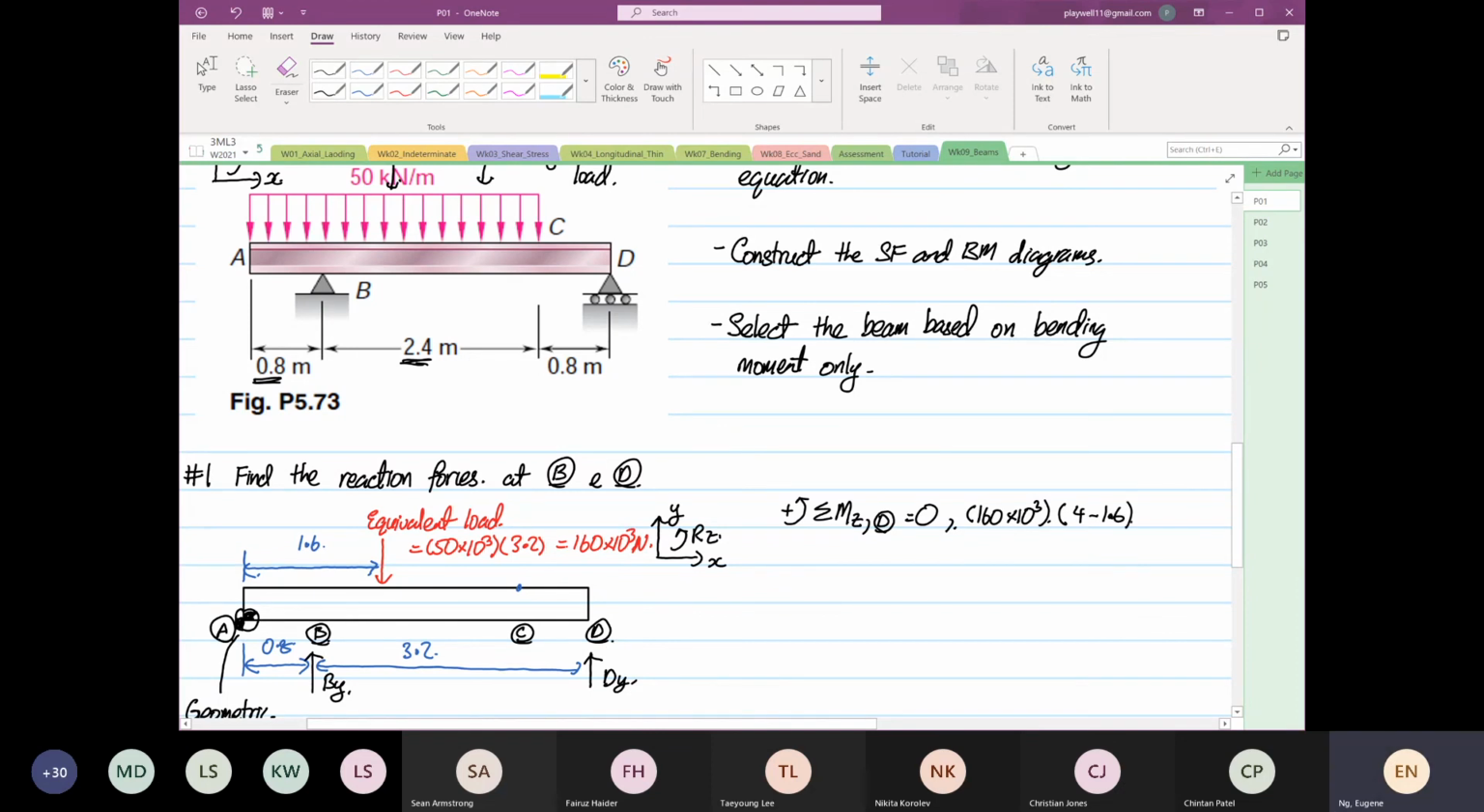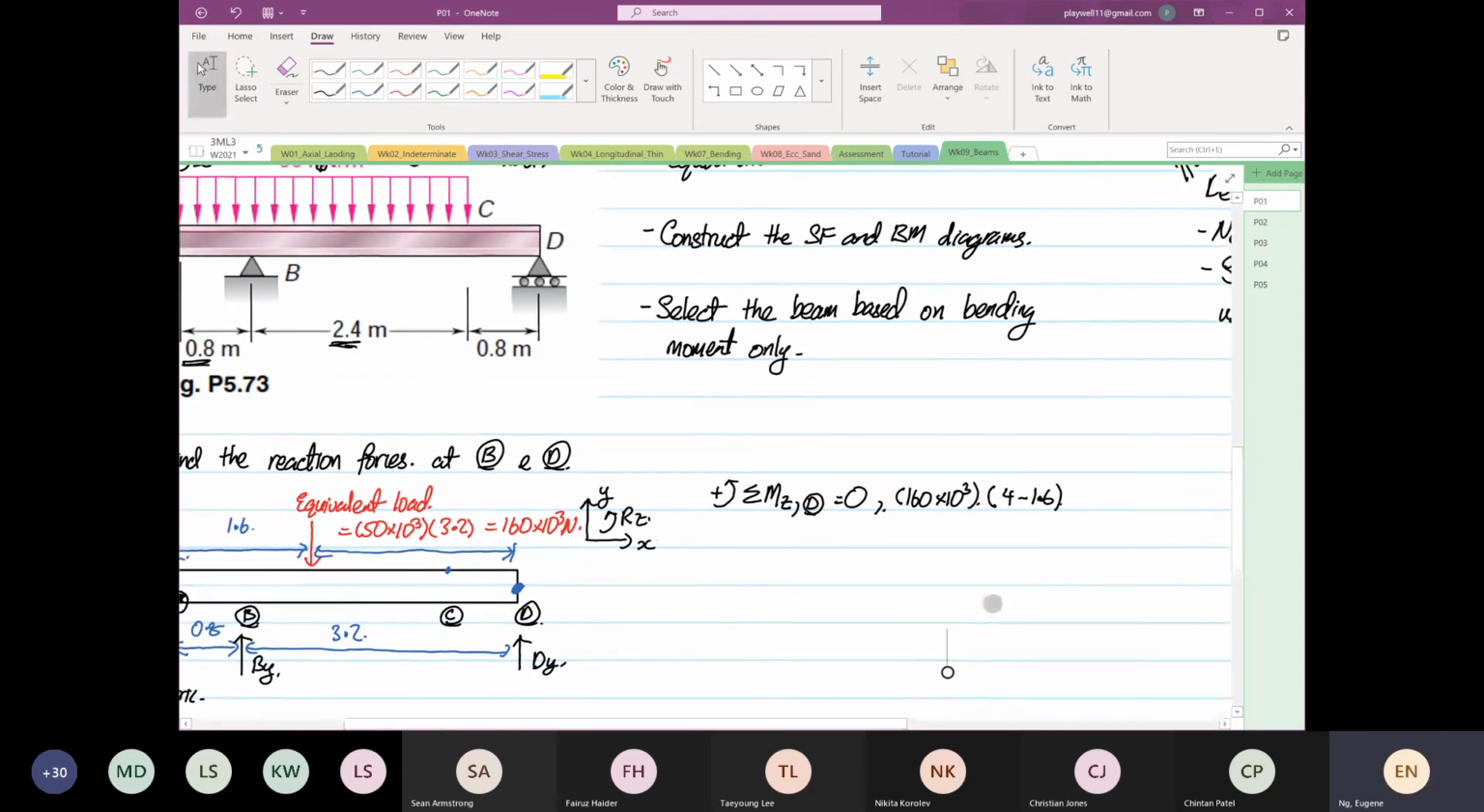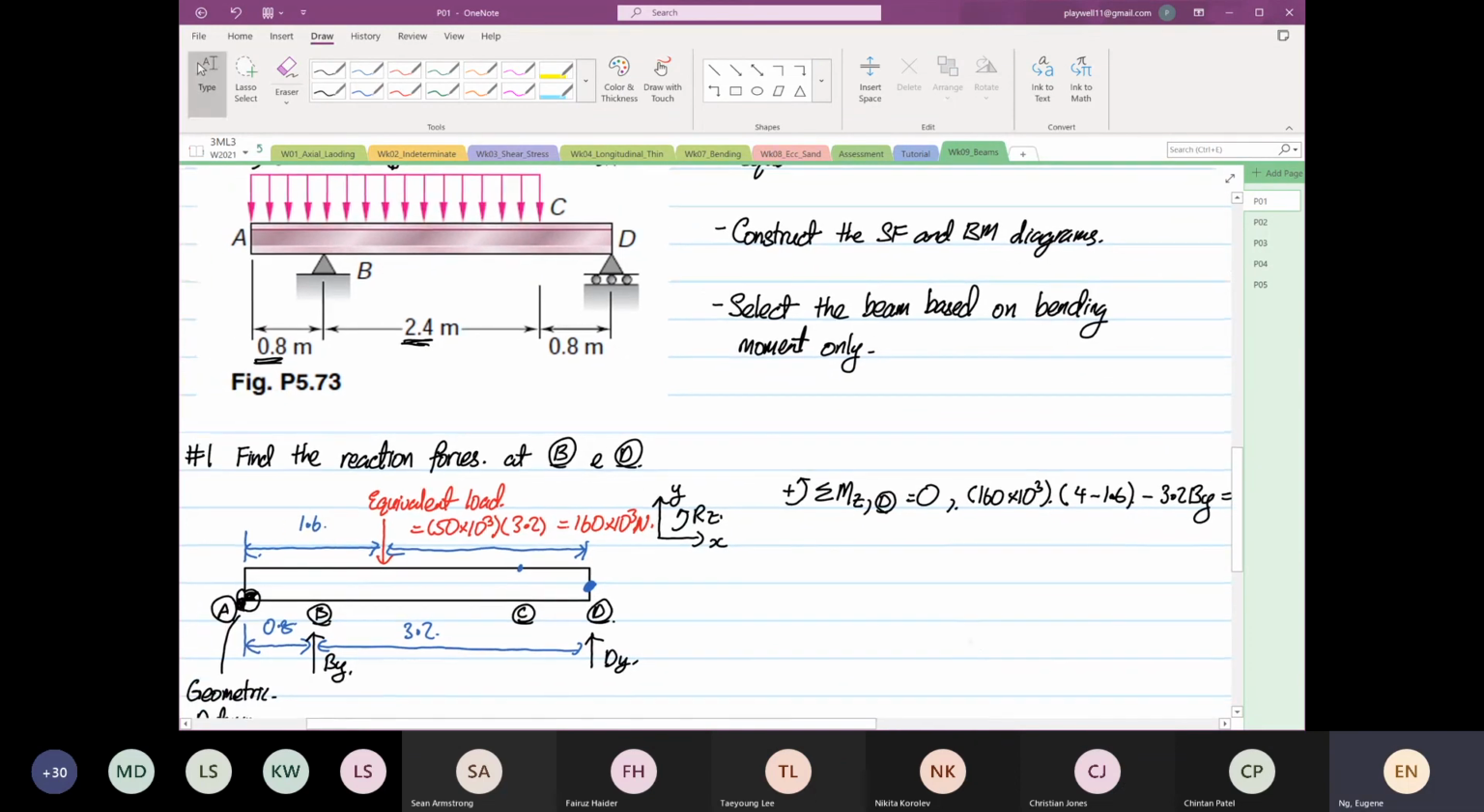Why we take this number is because we are trying to identify this distance now, because we are taking our moment at point D. Then after that, we have minus 3.2 by By. So that is why it's so critical. I'll just show you why it's so critical to put in your known distances already. Okay, you have to do that.